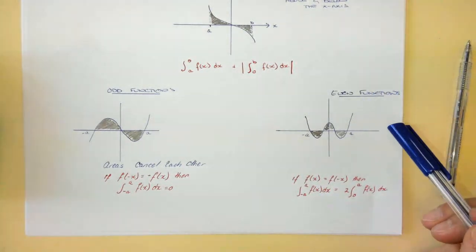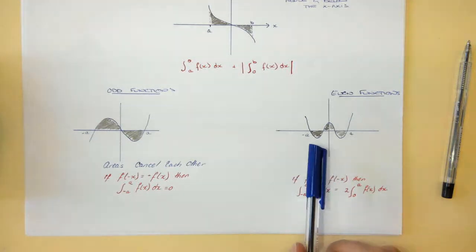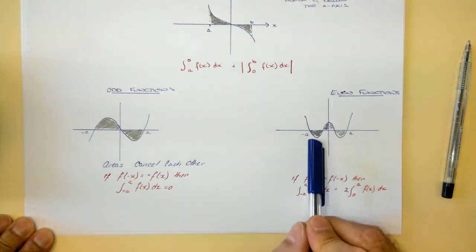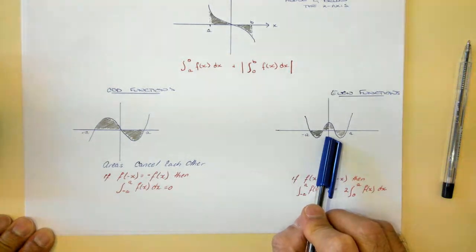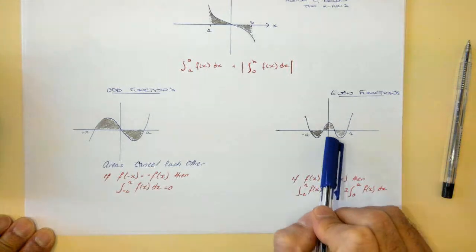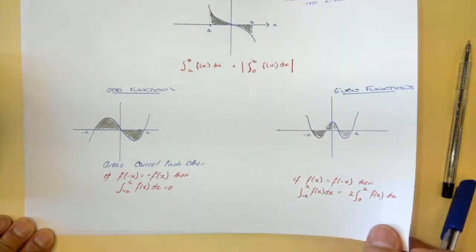Now with even functions, if I have from negative a to a, this area from negative a to 0 is the same as 0 to a. So it's basically double the area from 0 to a.